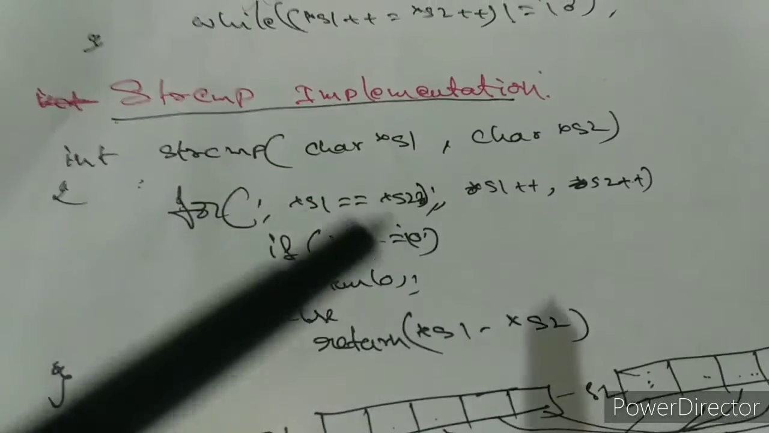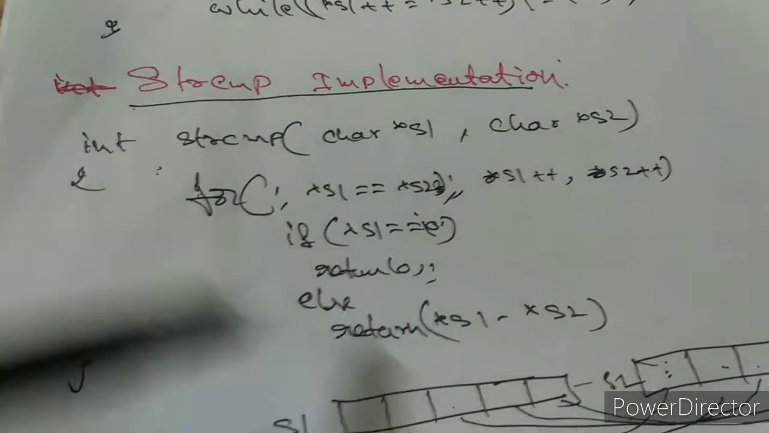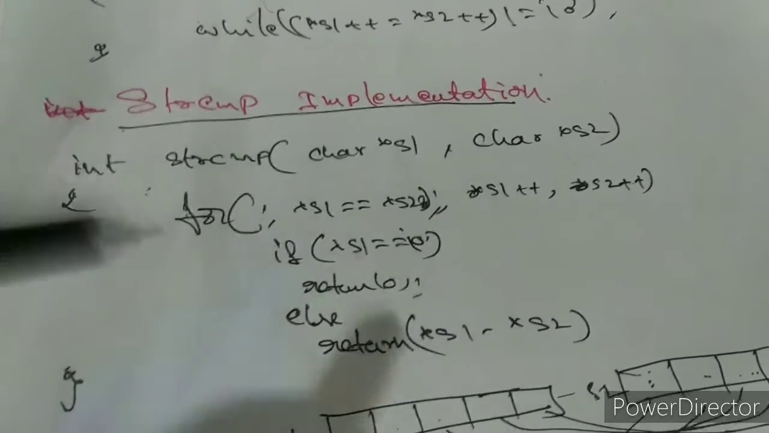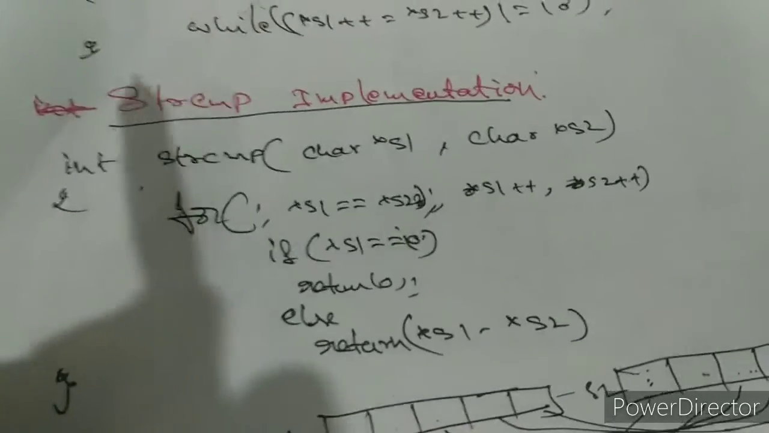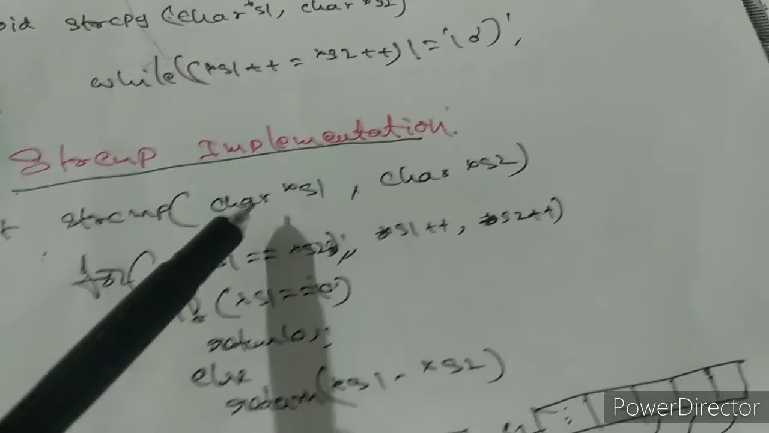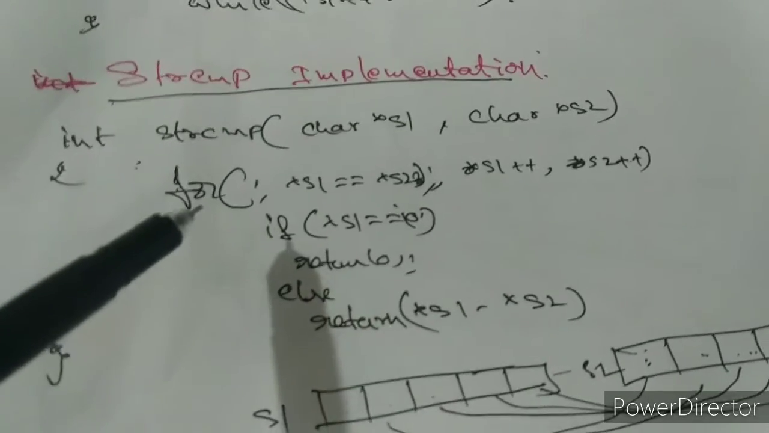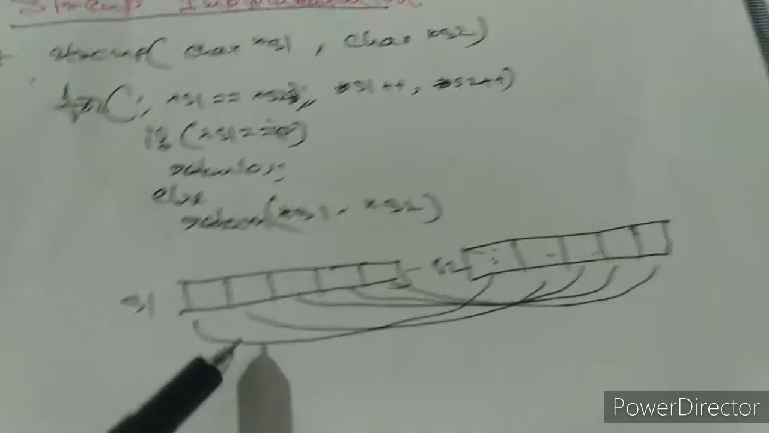This implementation is required, for example, in the banking sector. Suppose you are entering a password: the existing password is stored in a memory location, and the entered password is compared with it. These functions are very helpful in our daily life. The logic looks very simple.